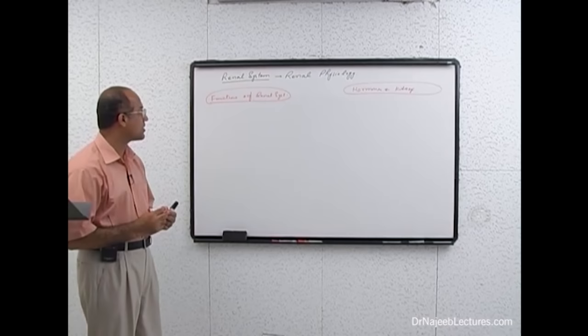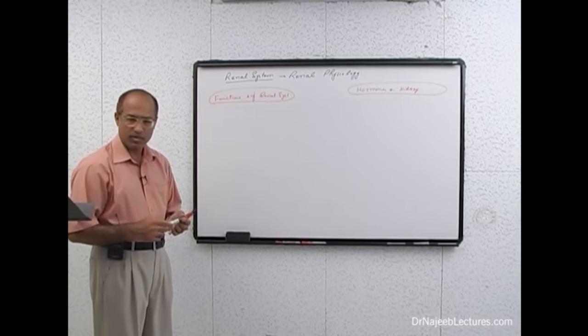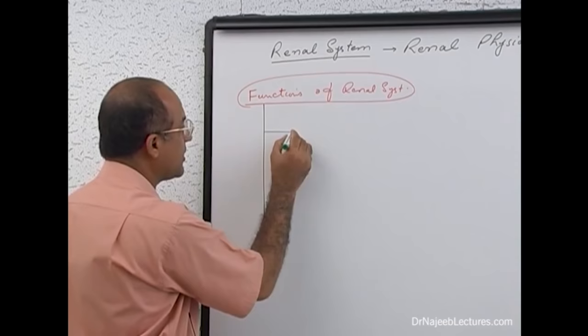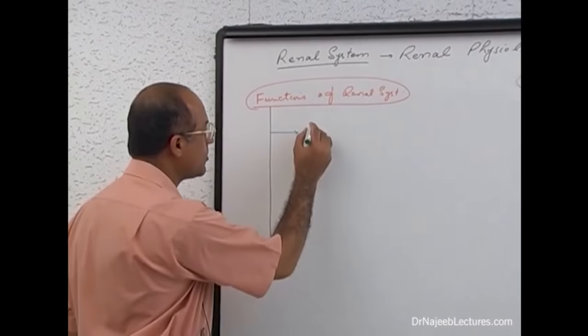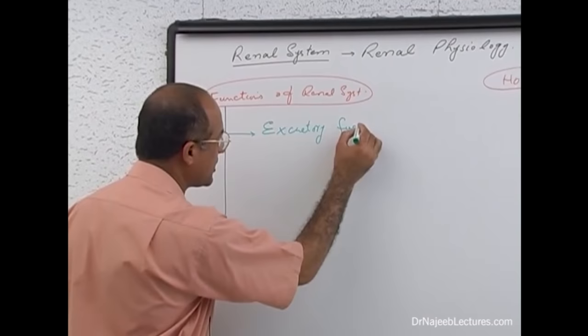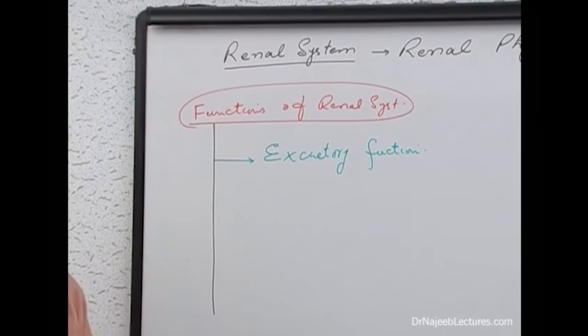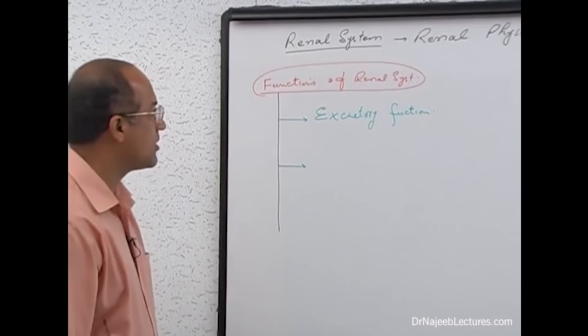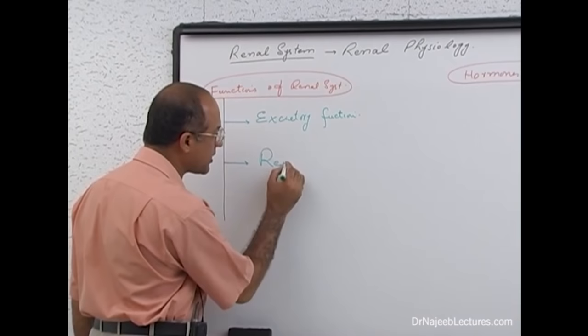Okay, we'll start like this, that the kidney has, number one, some excretory functions, right? Everyone knows, even a small child knows, when mama and papa tell you the urine is coming from the kidney. It eliminates the waste product. Number two, the renal system is concerned with regulatory functions. We'll talk about what those regulatory functions are.